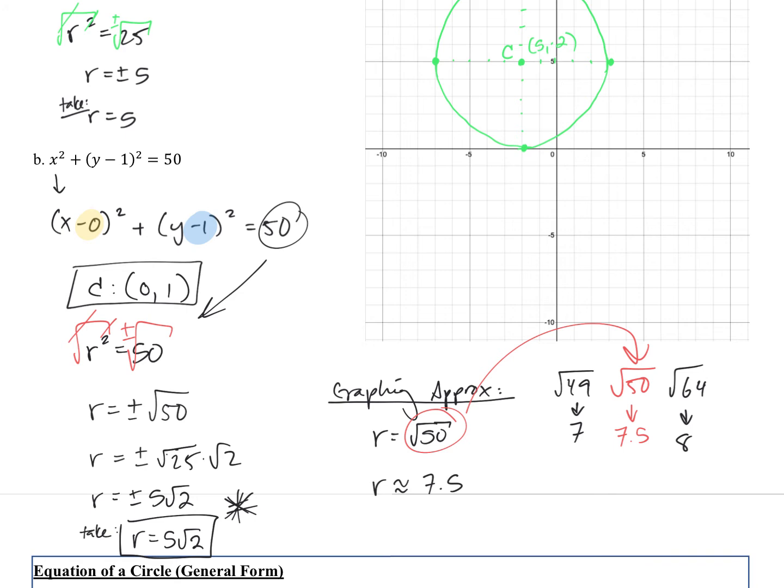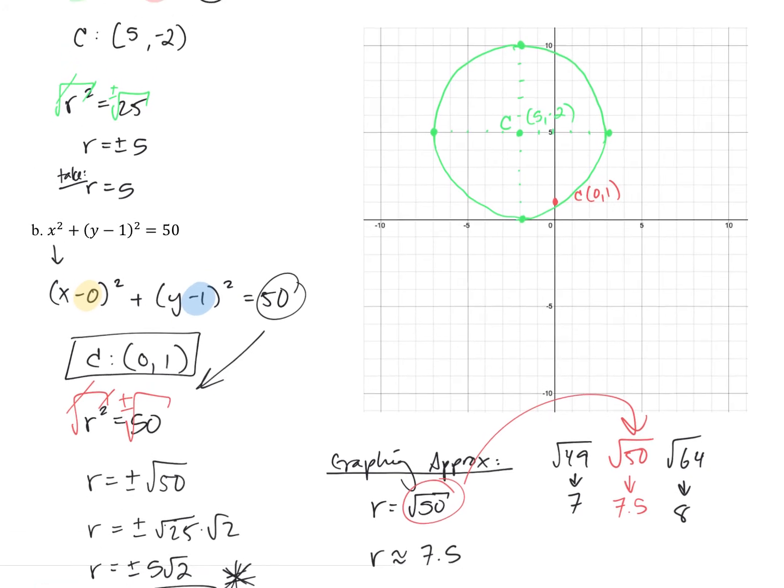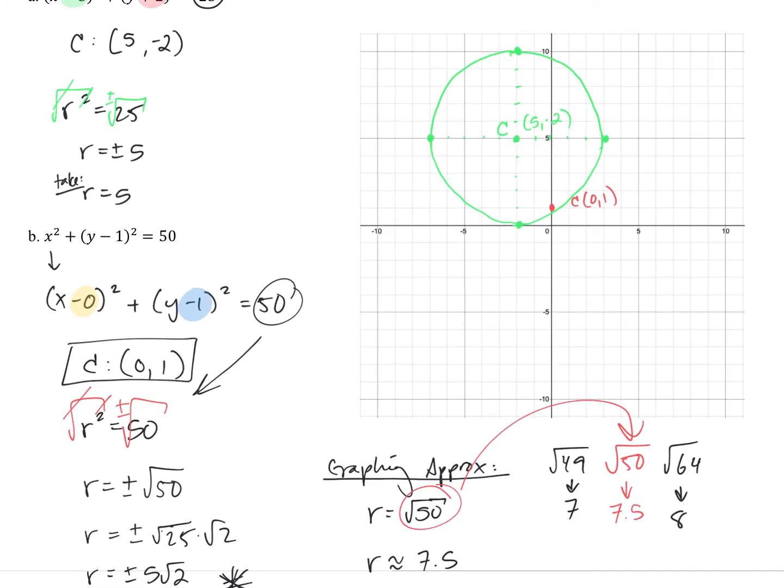So for graphing, let's see, my center is 0, 1. So that's going to be right about there, center 0, 1. And my radius is about 7, so a little more than 7. So let's go ahead and plot those in. 1, 2, 3, 4, 5, 6, 7 and a half. 1, 2, 3, and once again, note you're always starting from your center when you count out.